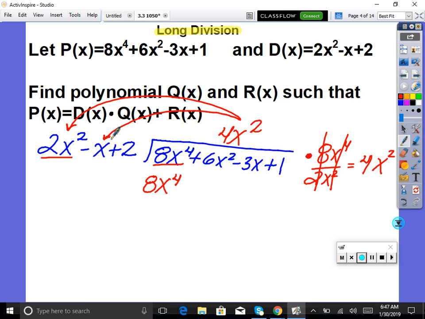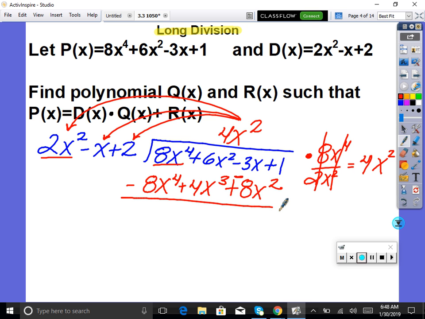4x squared times negative x is negative 4x cubed. 4x squared times positive 2 is positive 8x squared. Now we need to change the sign on what we just put. So negative, positive, negative. And now we're going to combine like terms, adding straight down. 8x to the 4th minus 8x to the 4th is gone. Now, people always freak out in this situation. They're like, well, look, an x squared and an x cubed. Yeah, you're right. You can't combine those.